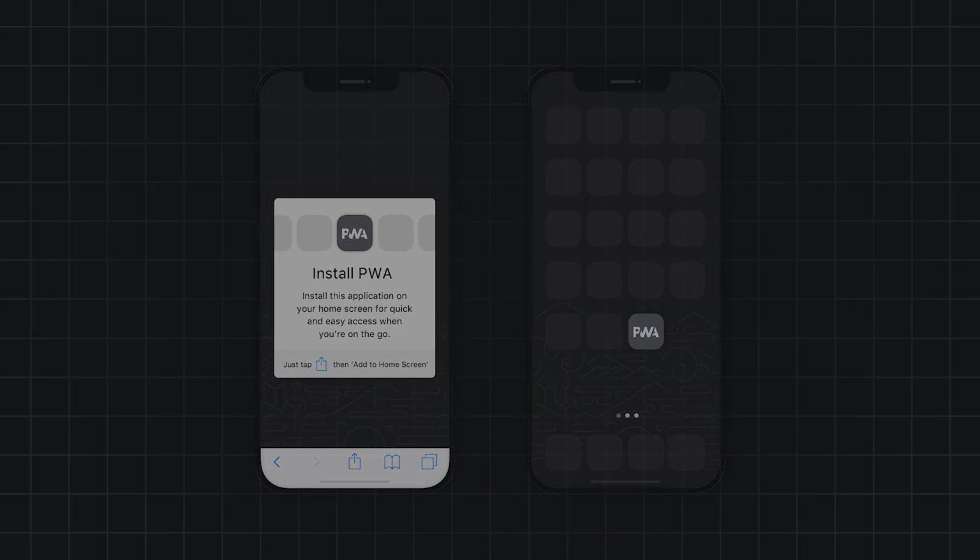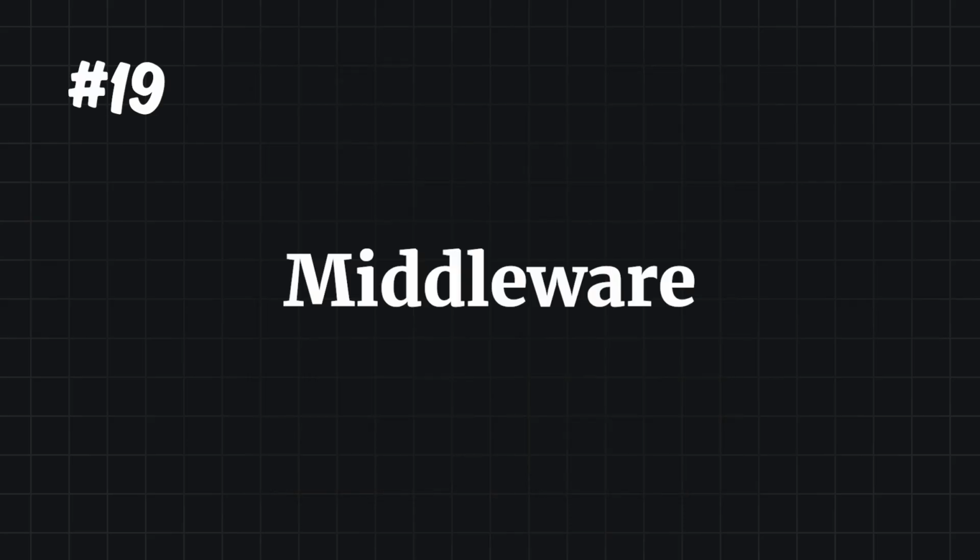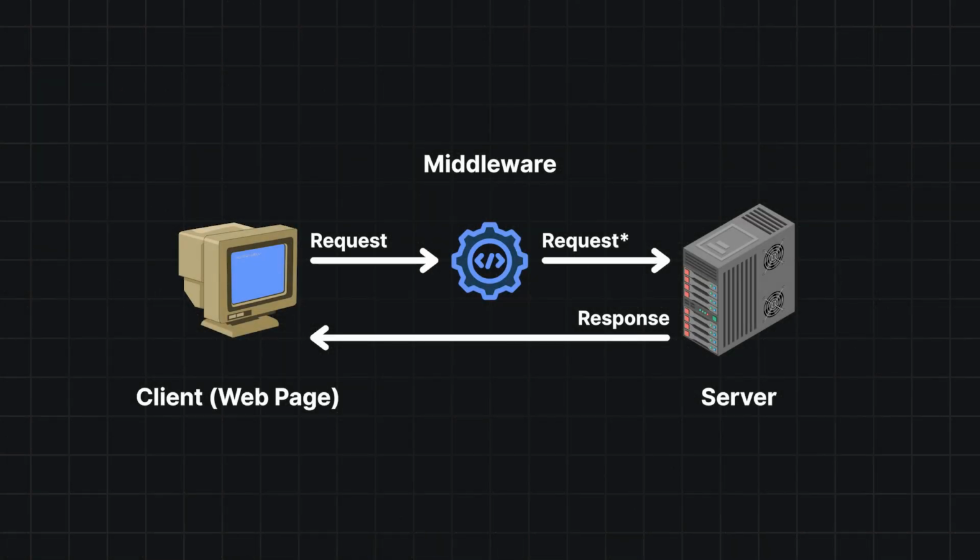How exciting. Middleware is software that intercepts and processes requests before they reach your route handler. A middleware function can handle tasks like authentication, rerouting, and logging.